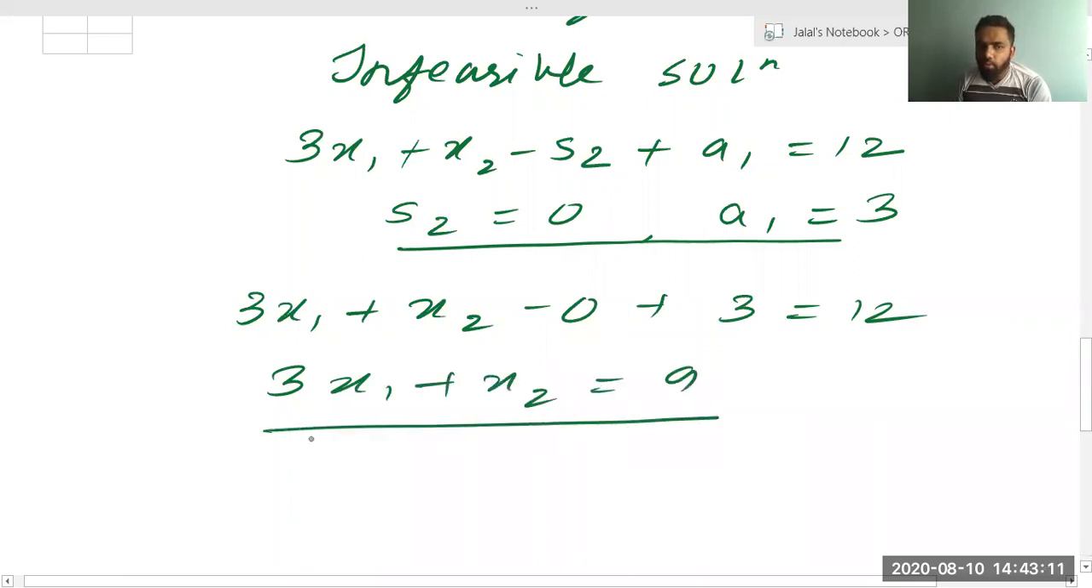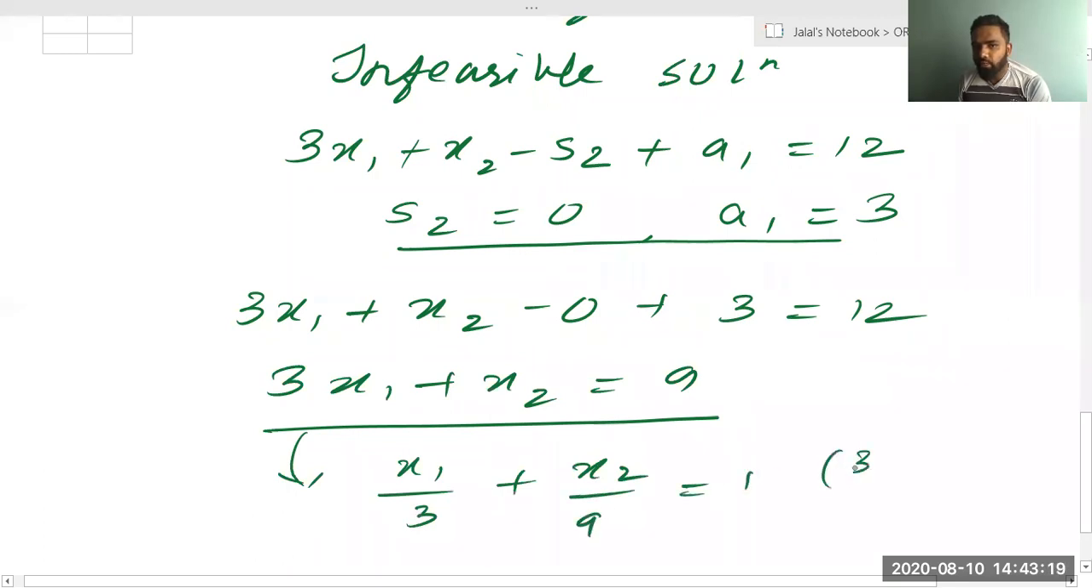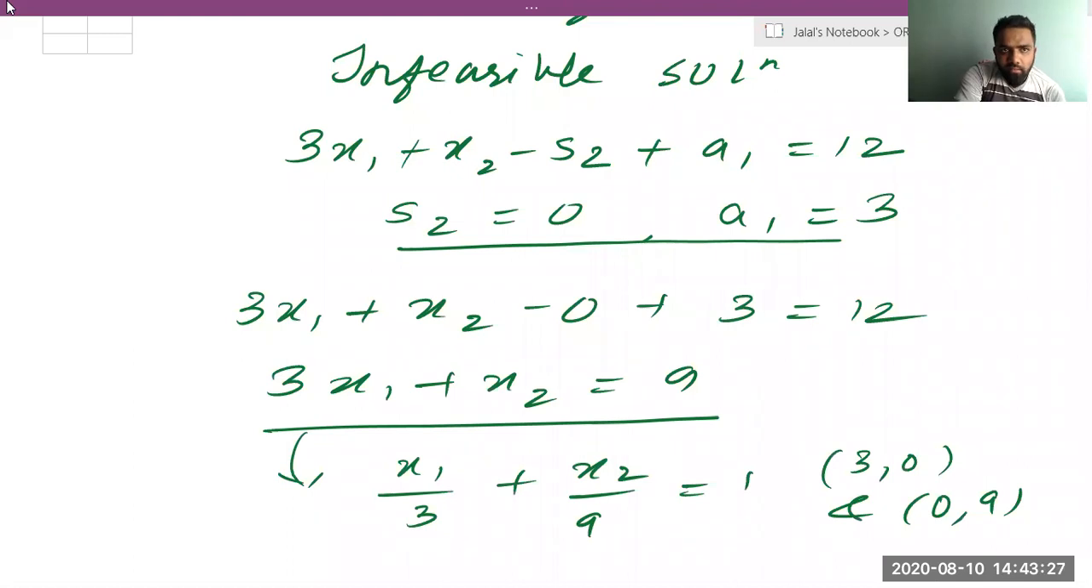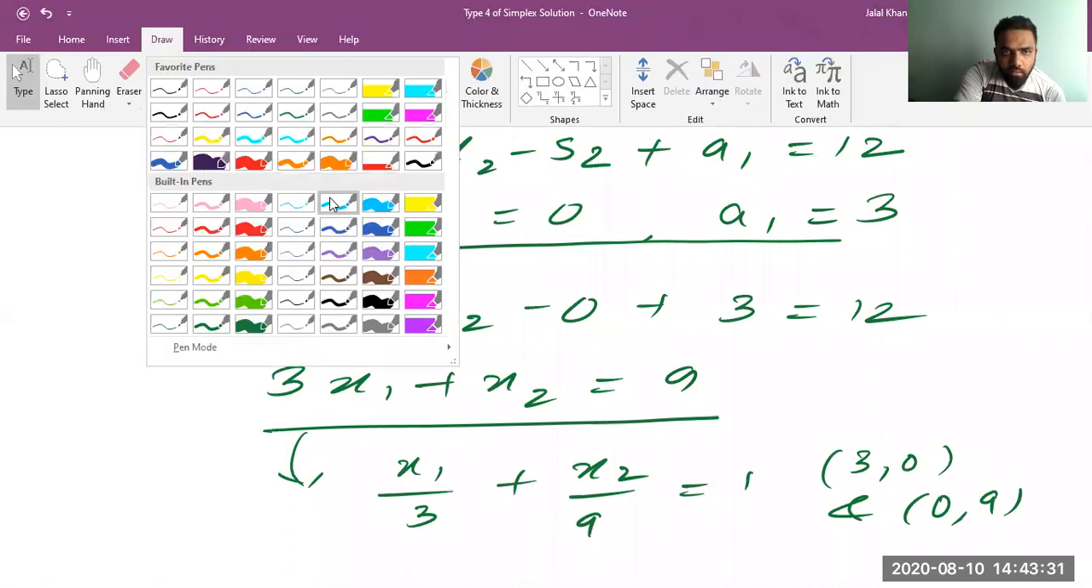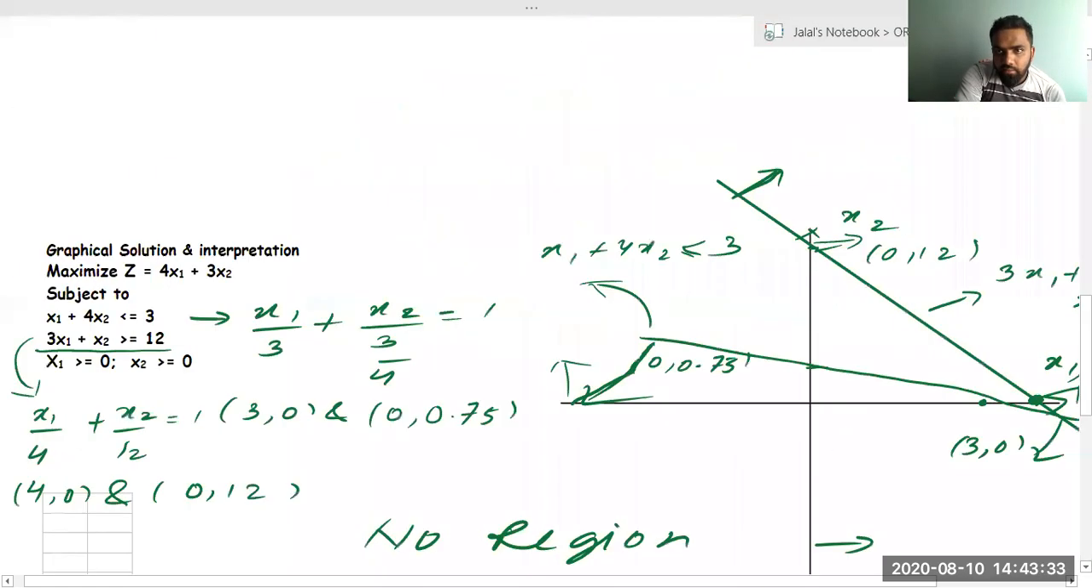Now try to plot this line. What will be my coordinates? x1 by 3 plus x2 by 9 is equal to 1. So what are my coordinates? 3, 0 and 0, 9. Right? What are my coordinates, beta? 3, 0 and 0, 9.